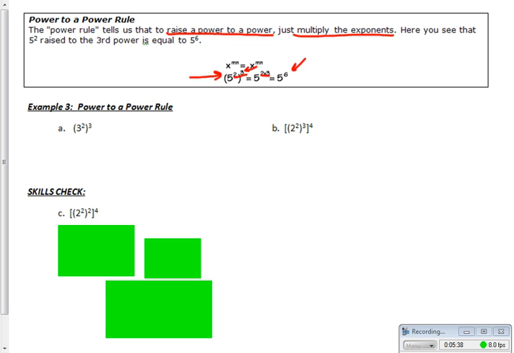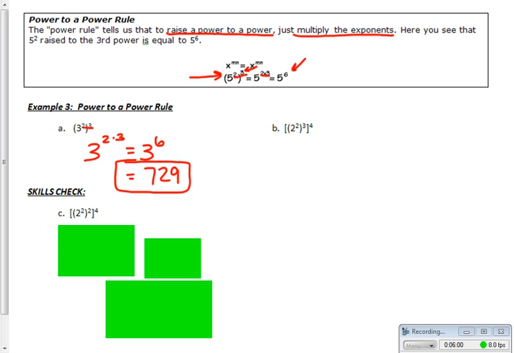So our first example, we have 3 to the 2nd raised to the 3rd power. Again, you have power to a power, so you multiply, and you wind up with 3 to the 6th power. If it says you can leave it as an exponent, you can leave it as 3 to the 6th. If it says to simplify, we would have to simplify that, and we'd wind up with 729.